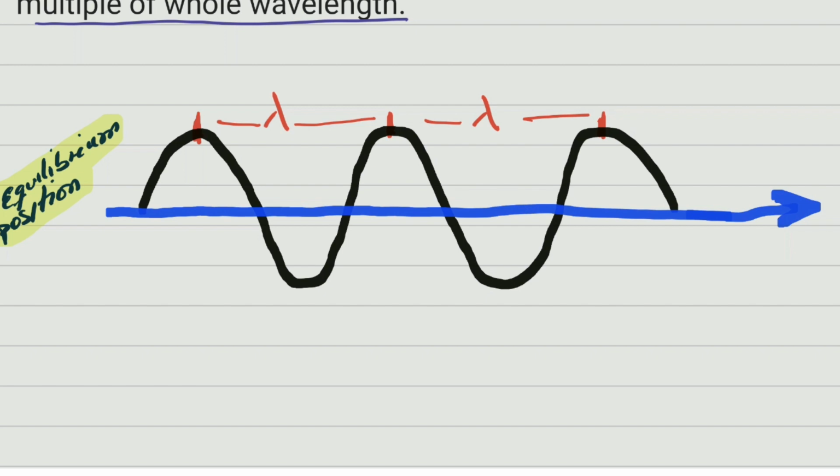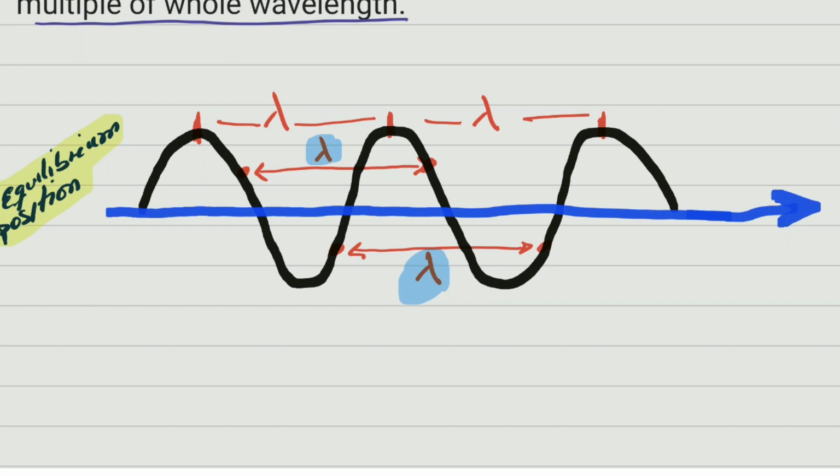But it doesn't necessarily have to be two crests. For example, this point here and this point here are also separated by one wavelength. Or, for example, this point and this point are separated by one wavelength. Those two points are in phase because they also have the same motion at the same time. So those are examples of points that are in phase. It's a very important concept.